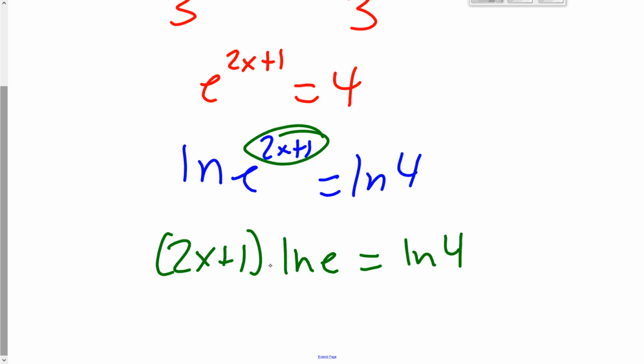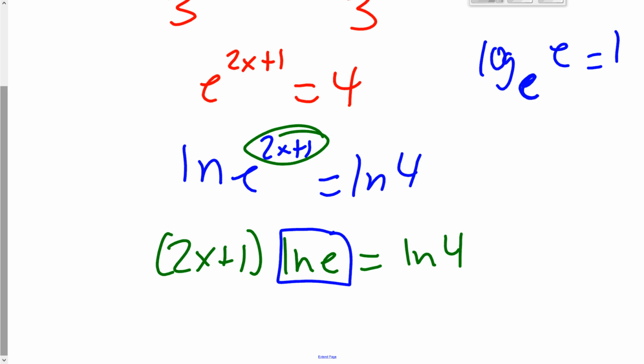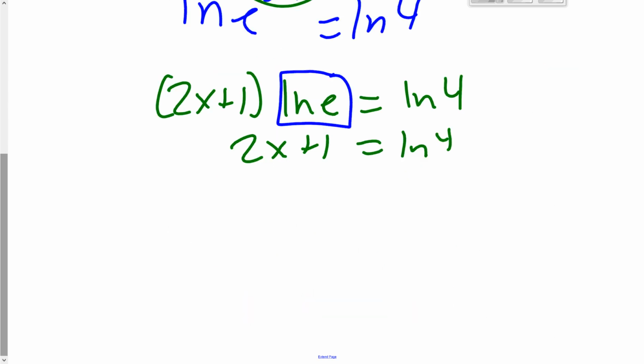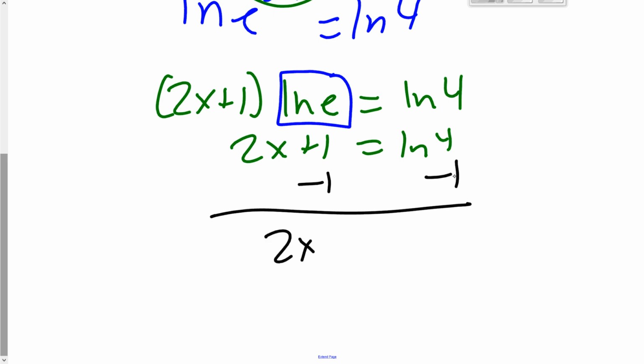Okay, now I can divide. No, actually what's great about e is ln of e. What does that equal? Isn't that log base e of e? And that is equal to 1, right? e raised to what is e? That's 1, right? So ln of e does equal 1, so we just get 2x plus 1 equals ln of 4. And if we subtract both sides by 1, I cannot take ln of 4 and subtract 1 and get ln of 3, right? Because ln of 4 is a number. It is 1.38.